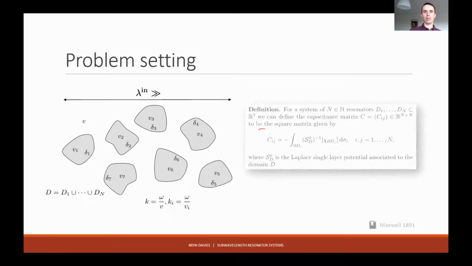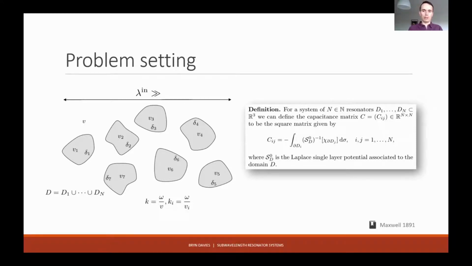Okay, and as we'll see, the results of our analysis have at their heart the notion of capacitance. And for a system of material inclusions in 3 dimensions, we can define the capacitance coefficients like so. That is a set of integrals involving the Laplace single layer potential. These quantities have been studied extensively, particularly in the setting of electrostatics, wherein they were first introduced by Maxwell, and they're used to relate the distributions of potential and charge in a system of conductors.